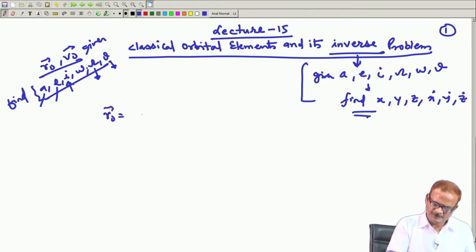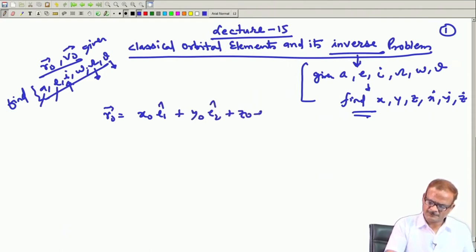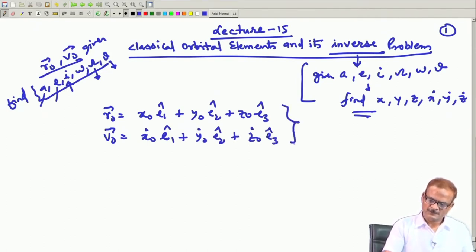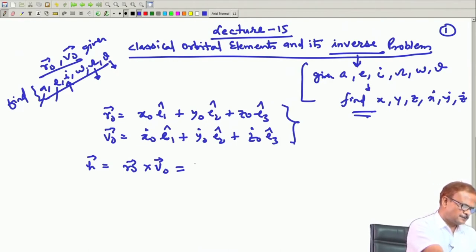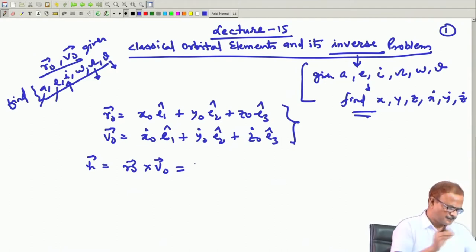We have written R 0 equal to x 0 e 1 cap, y 0 e 2 cap and z 0 e 3 cap, and V 0 equal to x 0 dot e 1 cap, y 0 dot e 2 cap and z 0 dot e 3 cap. And from there I have to derive H, which we have already derived, which is R 0 cross V 0, and that we have written as this expression. It is difficult to remember, but if you know the basic principle, you can always work it out. For saving time, I have to refer back, but I am not finding those materials.